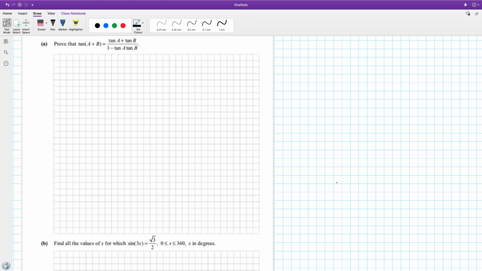What we're going to use is our formula for sine of A plus B over the cos of A plus B. What's the rule for sine of A plus B? Sine of A plus B is sine A cos B plus cos A sine B, isn't it? And then on the bottom we're going to have cos A cos B minus sine A sine B.